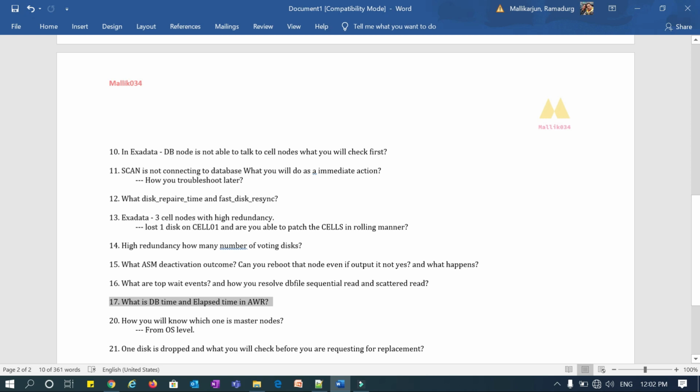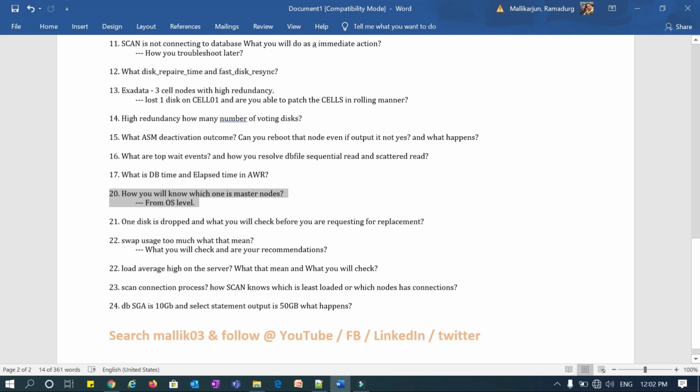And how will you know which is your master node? I have a four node cluster, and how do you know which is your master node at the OS level, the ASM level or the DB level? You can check it using a SQL query, but at the OS level, how will you check it? This is again one of the tricky questions.